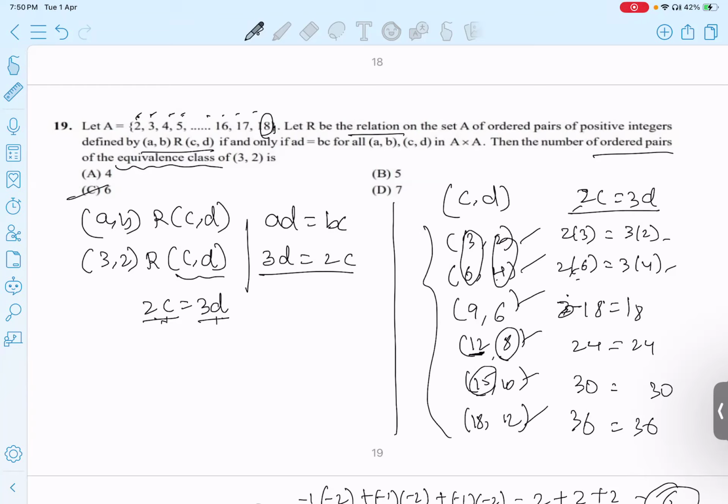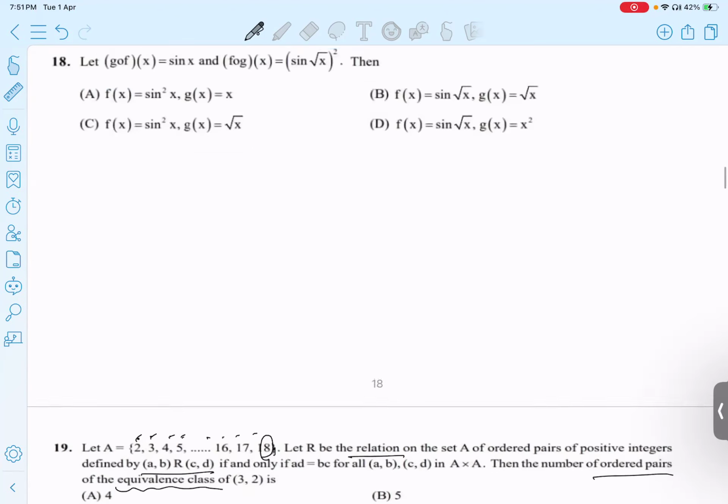So we have 6 number of ordered pairs satisfying the condition AD is equal to BC, which are the equivalence class. Fine. Moving on to the next question.